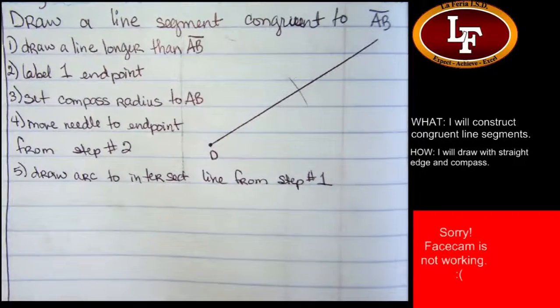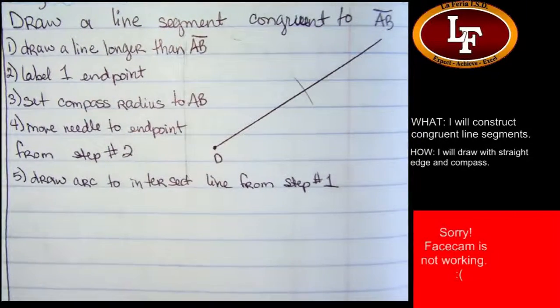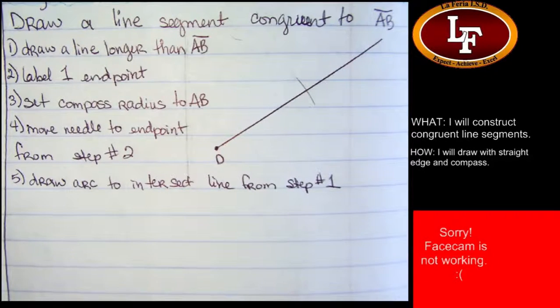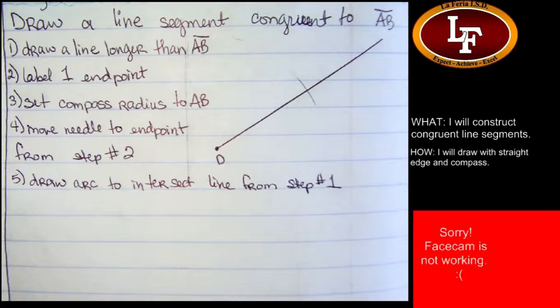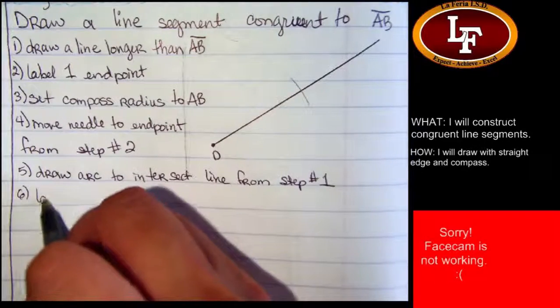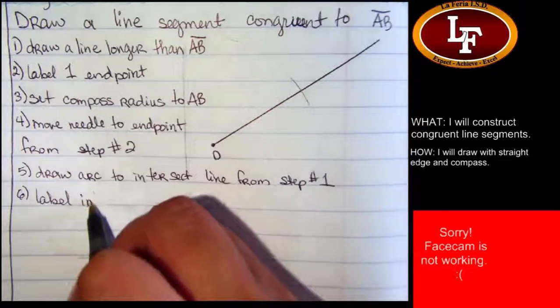And yes, I did mean to write that one long because I'm done with my picture, and so this is forming a border. It says number 4, move needle to endpoint from step 2. Number 5, draw arc to intersect line from step 1. Step number 6, label intersection.